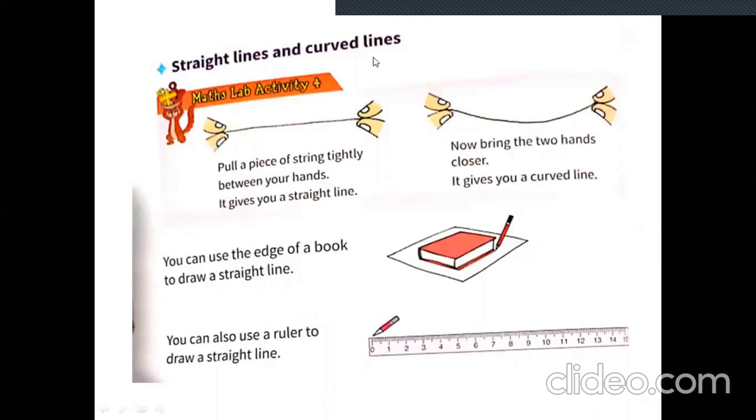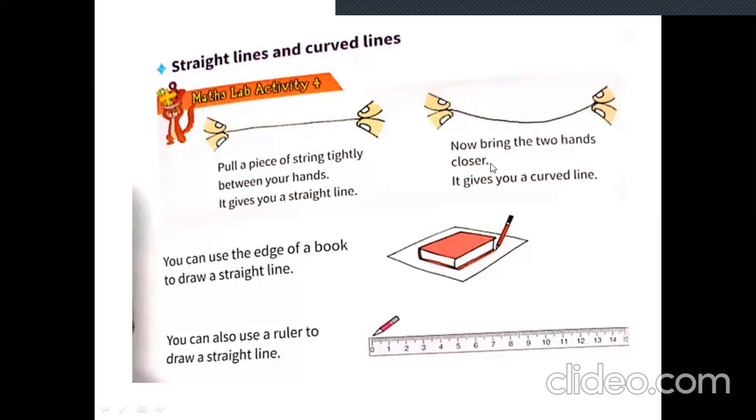Next, straight line and curved line. See, when you hold a string with your two hands, pull a piece of string tightly between your two hands. If you pull it tightly, it will form a straight line. If you leave it a little loose, it will show a curved line.